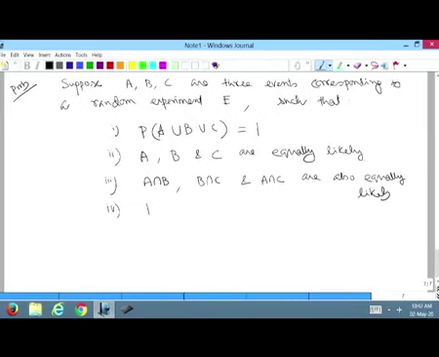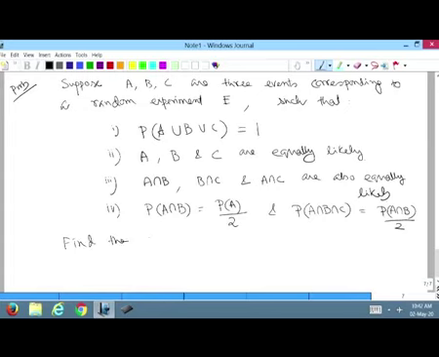4, probability of A intersection B is equal to probability of A divided by 2, and probability of A intersection B intersection C is equal to probability of A intersection B divided by 2. Find the probability of A intersection B intersection C complement.